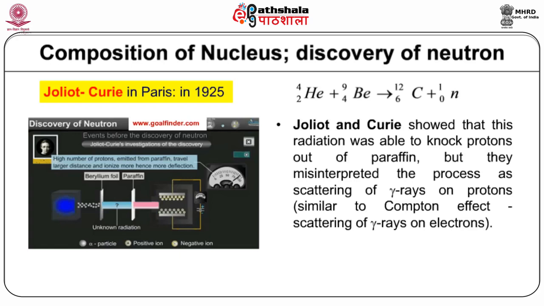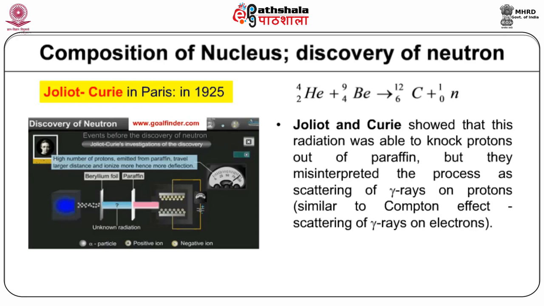On the left hand side we have the schematic of the setup they used. In the schematic, it is clear that the alpha particles are coming from the box, hitting the beryllium foil, and then whatever radiations or particles are produced hit the paraffin, the slab of paraffin, meaning wax. And then whatever is coming out, they detected with the help of some electrical setup, some detector.